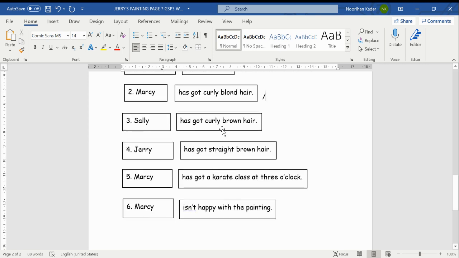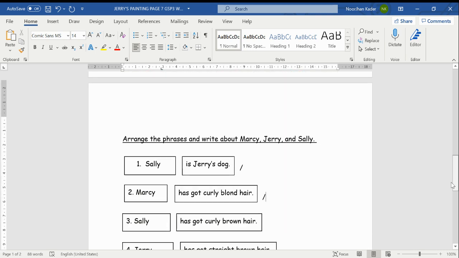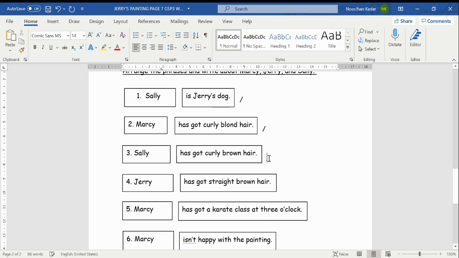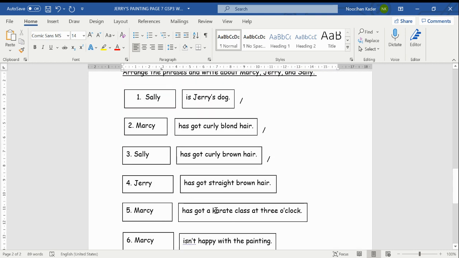Number three. Sally has got curly brown hair. Let's check. This is Sally, Jerry's dog. Sally has got curly brown hair. Yes. The sentence describes Sally correctly. Sally has got brown hair. The sentence is correct. Number four, Jerry. Now we are talking about Jerry, the second main character. Jerry has got straight brown hair.